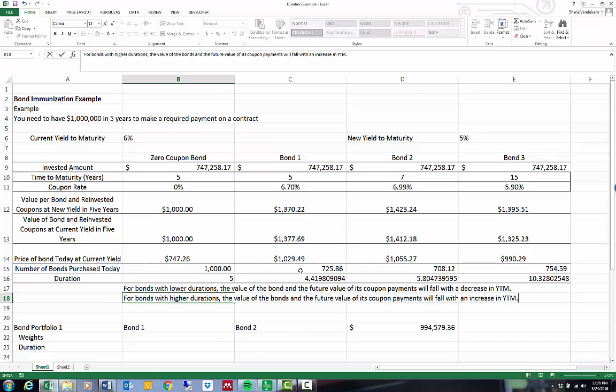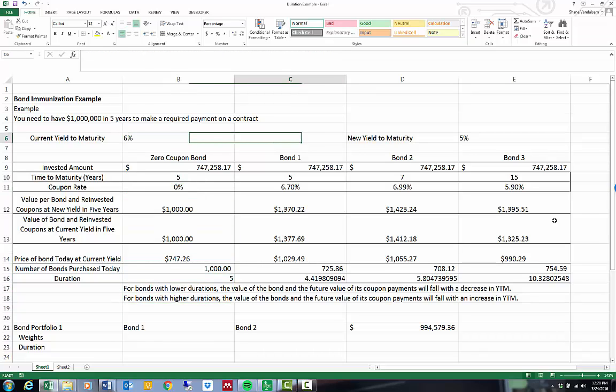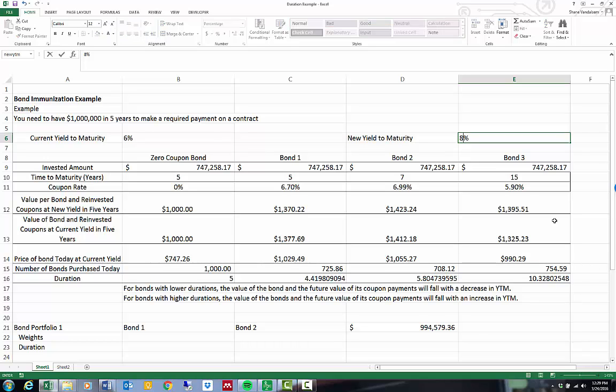What I mean by this statement is that it's the sum of the value of the bond and its future value of coupon payments, not individually that they'll both fall, but the sum of both. So let's go ahead and change the new yield to maturity here. We start off with 6%. Let's change it to 8% and see what happens.